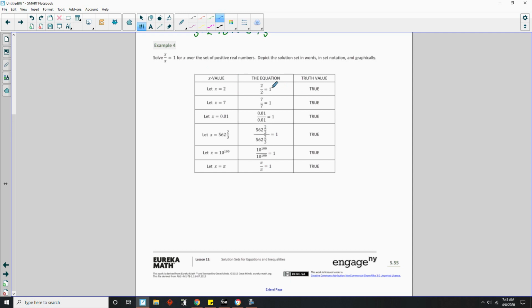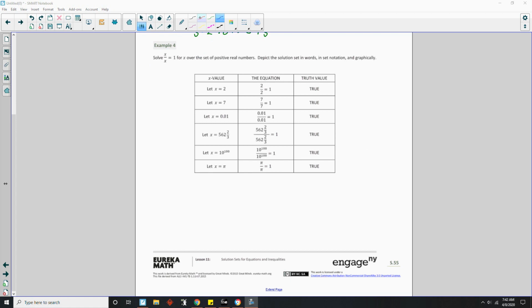Let x equal 2. 2 over 2 equals 1, true. X equals 7. 7 over 7 equals 1, true. Let x equal 1/100th. 1/100th divided by 1/100th equals 1, true. Let x equal 562 2/3. Well, that's also equal to 1 when you divide it by itself, true. And 10 to the 100 divided by 10 to the 100 is 1. That is also true. Let x equal pi. There's an irrational number. Irrational number divided by that same irrational number is still equal to 1. That is also true. Okay, so depict the solution set in words, in set notation, and graphically.